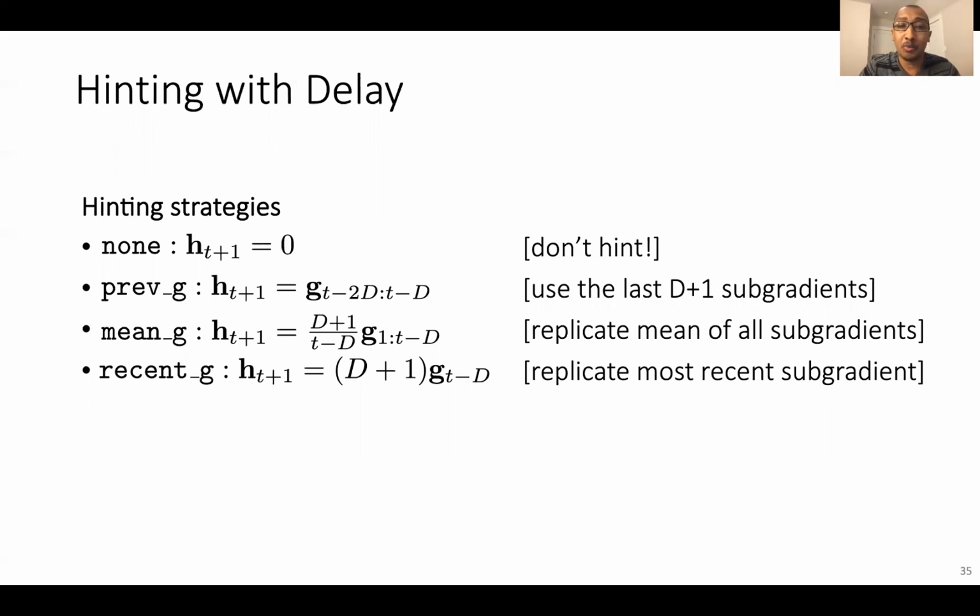There's a mean G hint, which takes the average over all the subgradients we've observed and then replicates that D+1 times. And there's a recent G hint that just replicates the most recent subgradient. So for most of the results that I'll present, I'll be using the recent G hint, but I'll also show you a comparison of these different hinting strategies.